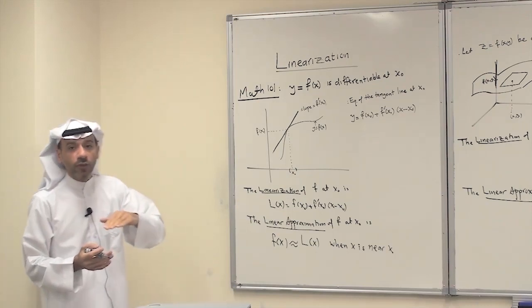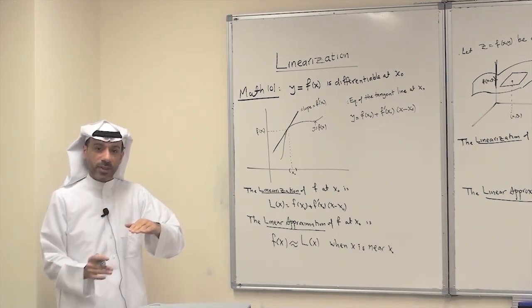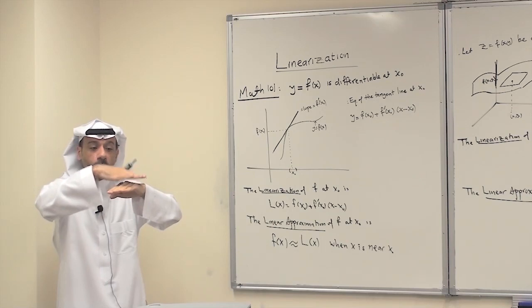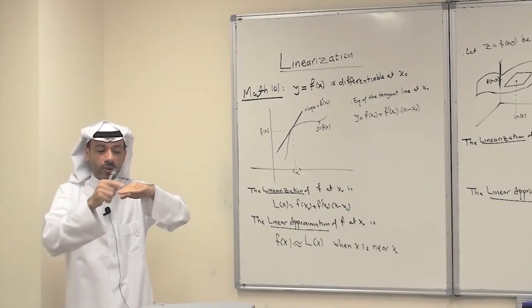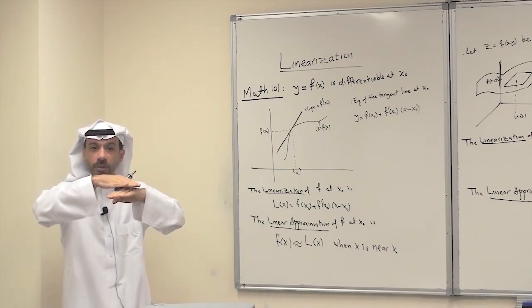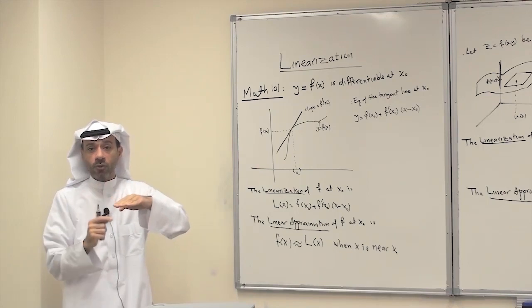For functions of two variables, the situation is exactly the same. It is just a generalization. We have a surface, we have a tangent plane. We use the tangent plane to approximate the function. And we call the equation of the tangent plane the linearization of the function of two variables.